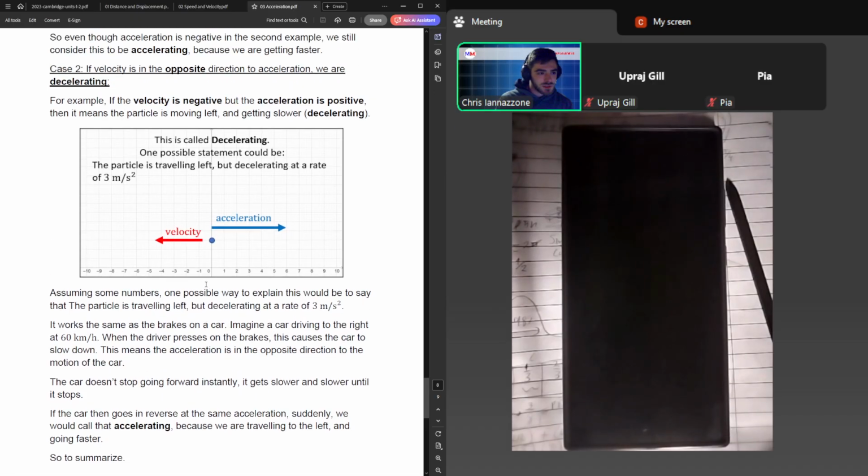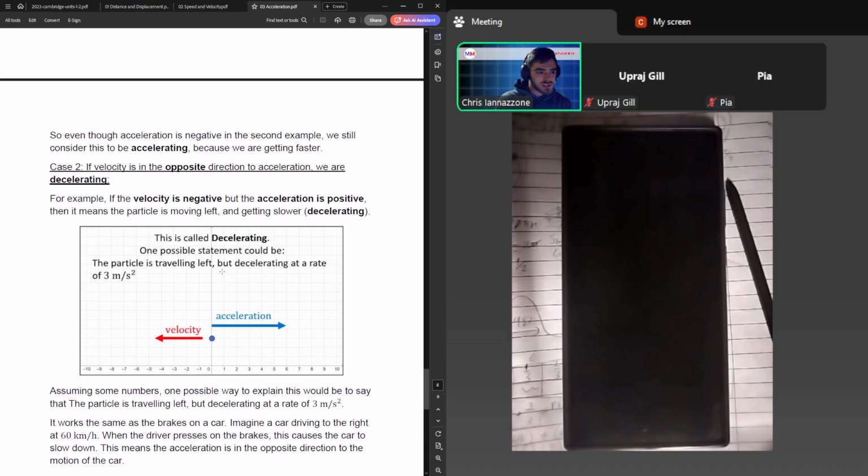That's the difference. So rather than thinking about acceleration positive, acceleration negative, think about its relationship to velocity. That will help you explain things a lot better. Whether you say it's accelerating or decelerating is dependent on that. As for direction, saying left or right, that's pretty much going to come from velocity. This is initially moving left, but give it enough time, it'll eventually start moving right.